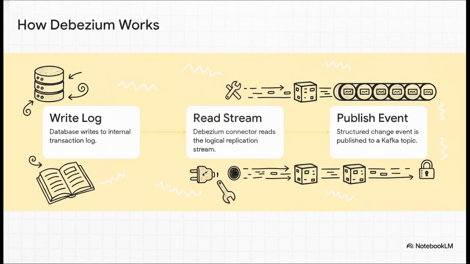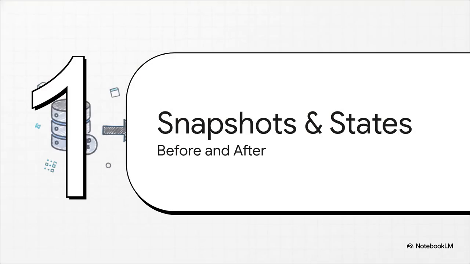Debezium translates that cryptic log entry into a clean, structured change event and publishes it as a message onto a Kafka topic. And the best part? It does all of this while seamlessly handling the tricky edge cases around restarts and failure recovery. Which leads us to Section 4, snapshots and before-after states.